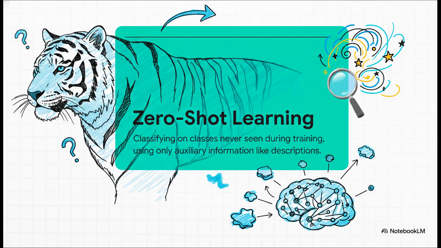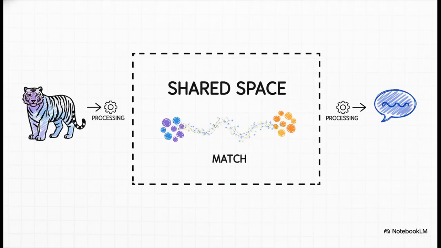With zero-shot learning, a model can correctly identify something it has never seen an image of before, based only on a text description. It could, for instance, correctly identify a picture of a tiger without ever being shown a single photo of one in its training. So, how on earth is that possible? Well, it's all about creating a shared mathematical language, a kind of conceptual space.